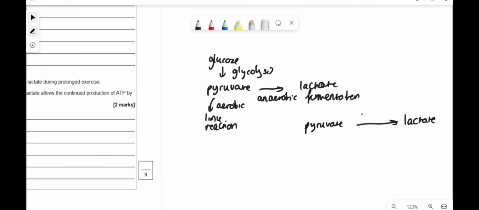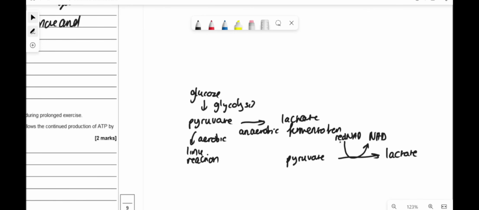So, what happens is reduced NAD comes along and becomes NAD. So you guys might write it as NADH or whatever. I always write reduced NAD and NAD just because it's the simplest and most reliable way, in my opinion. So the reduced NAD reduces the pyruvate. So the reduced NAD itself gets oxidized and the pyruvate gets reduced into lactate.